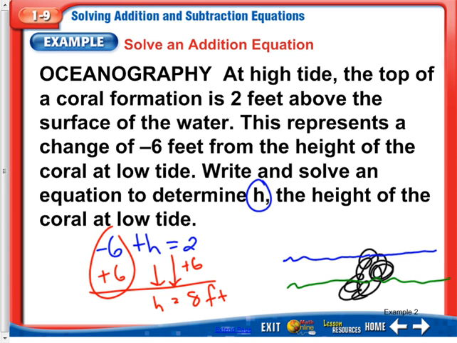And you want to include units here because it is a word problem. So the height of the coral is 8 feet above the water at low tide, which is bigger than the 2 feet. So this answer then is making sense for us.